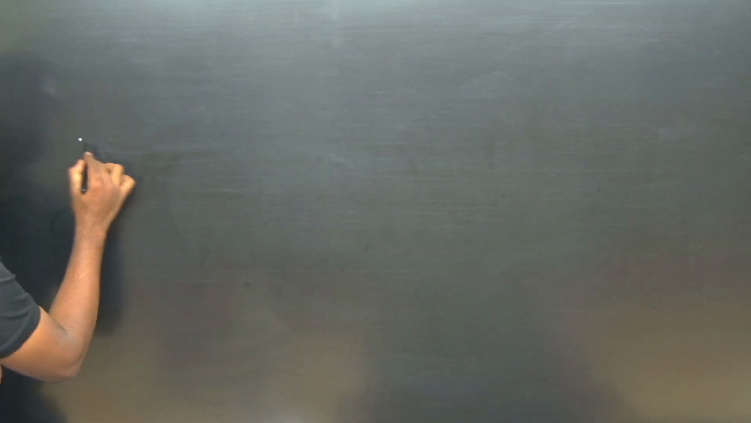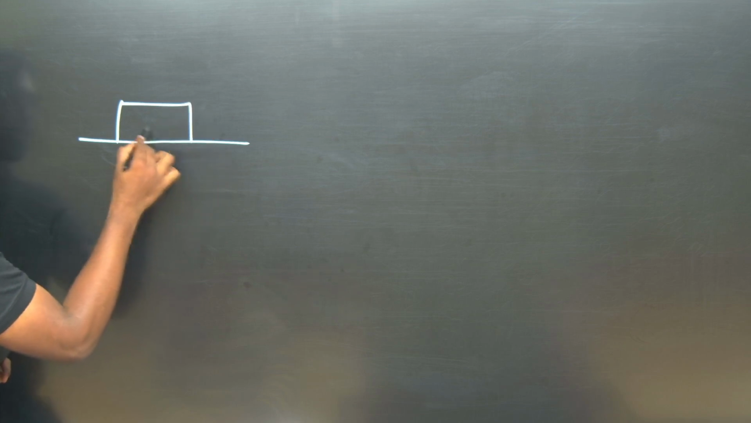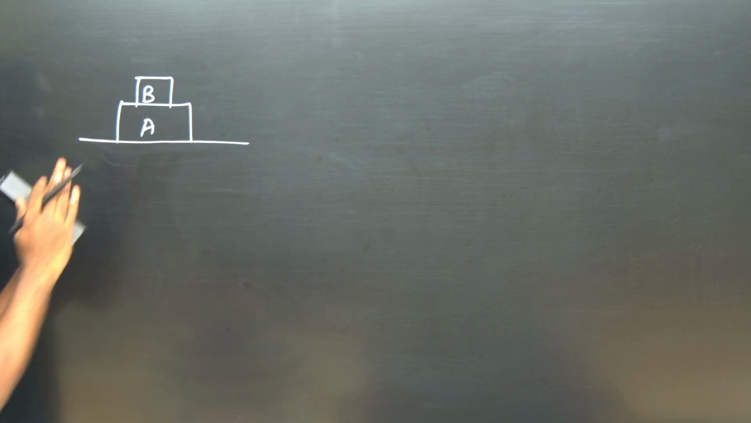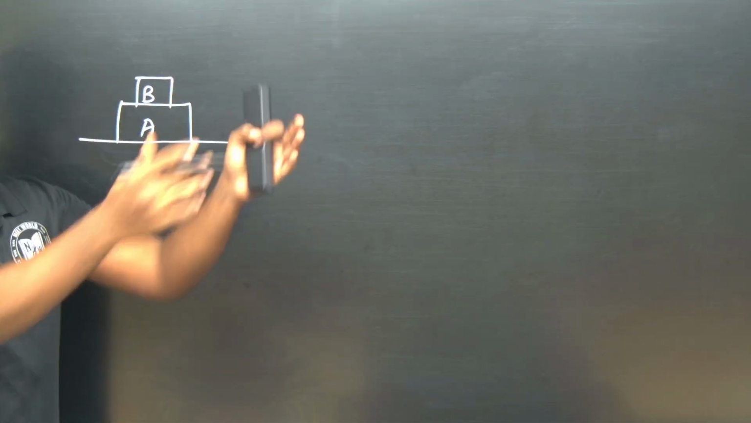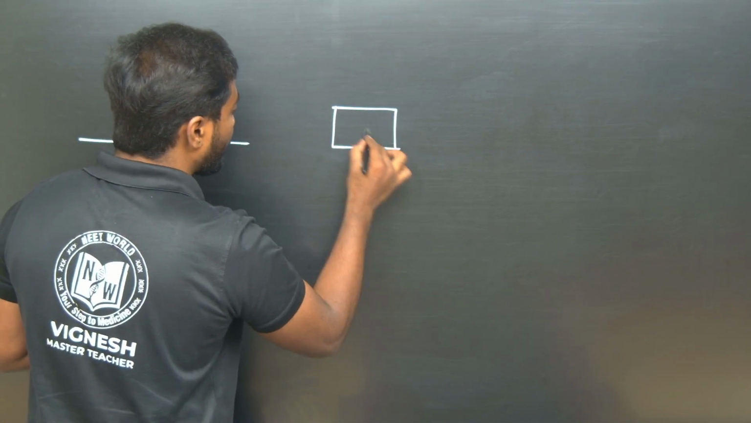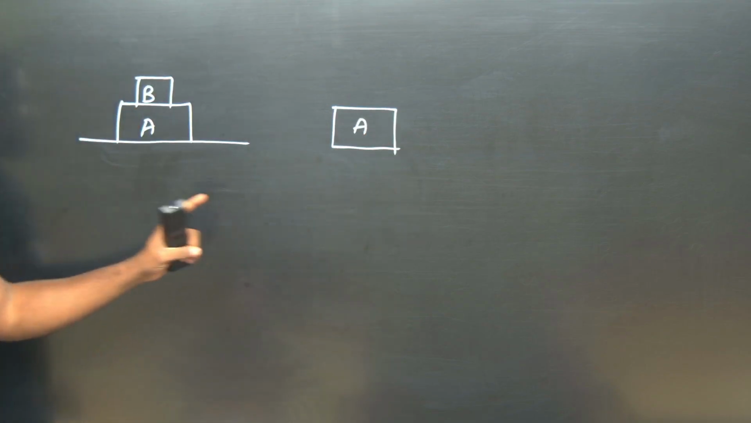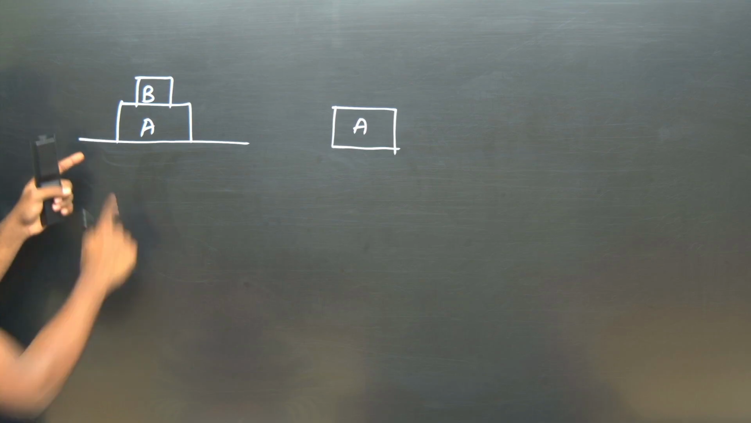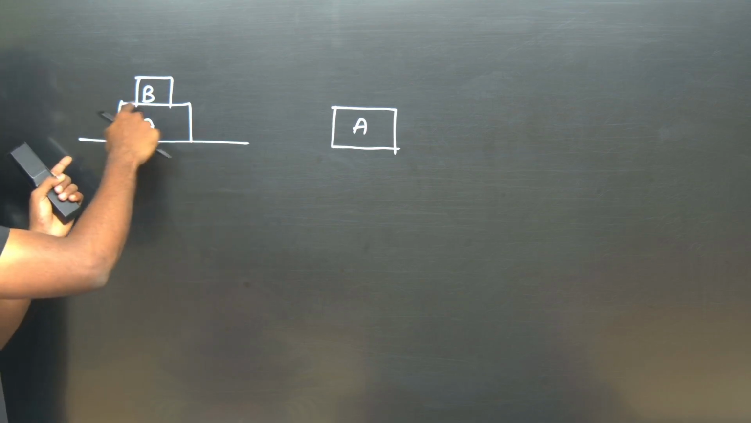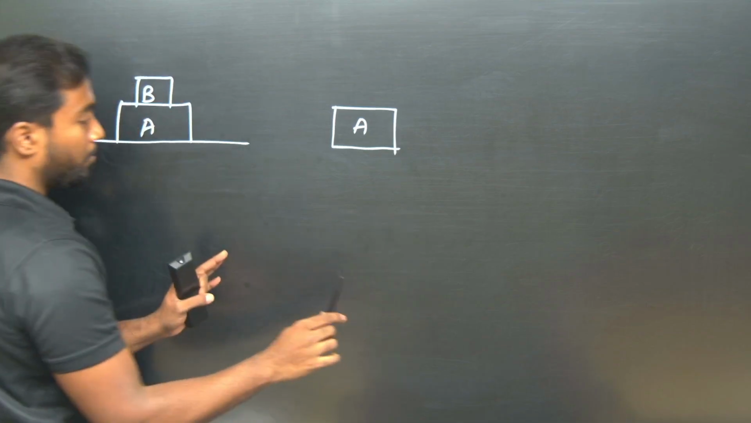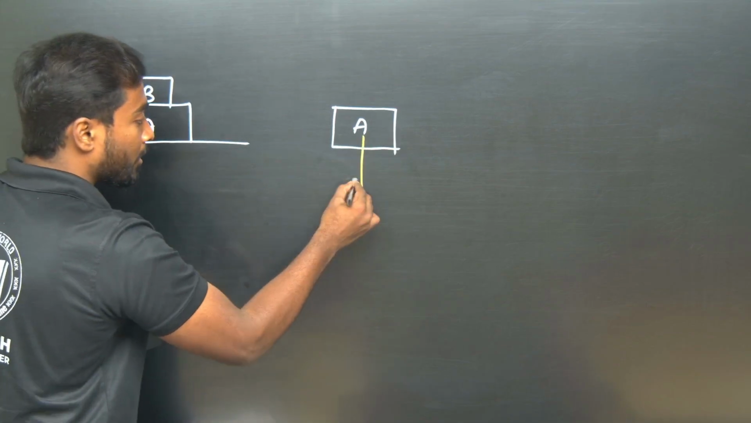I'll take a block A and block B. Now I'll take them separately, block A separately, block B separately. Now I'll take block A. So when I talk about block A, what surfaces are there? Two surfaces. One is the ground and one more is block B.